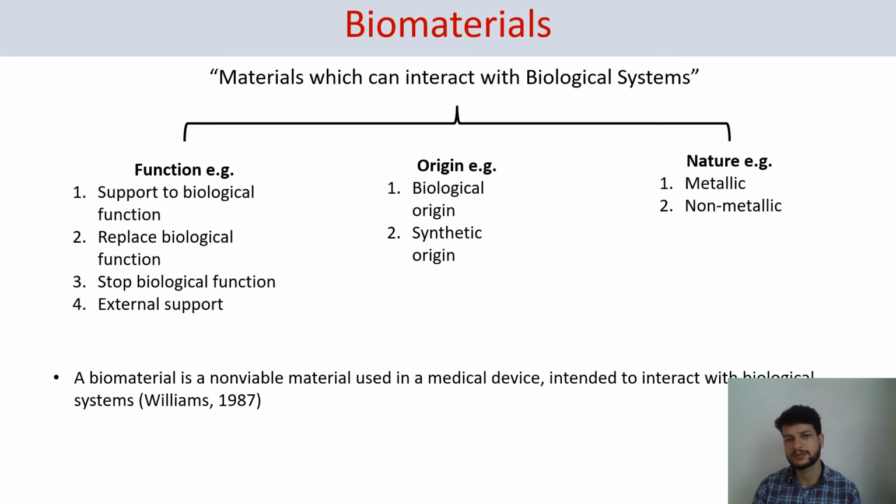And on the basis of nature, there are two classes. One is metallic, those materials which have metallic origin, and all the others, which can be biological or synthetic with non-metallic origin, are in the class of non-metals.